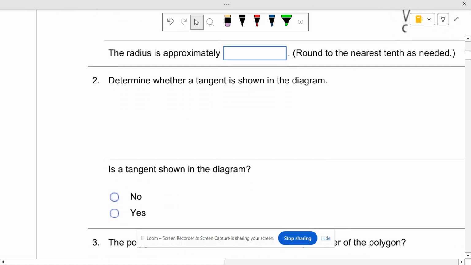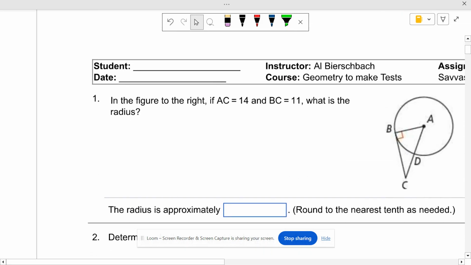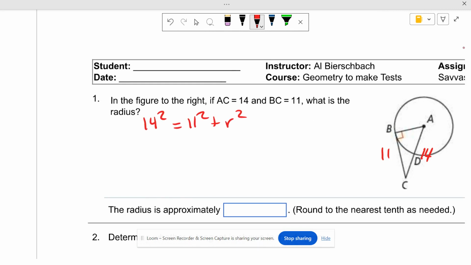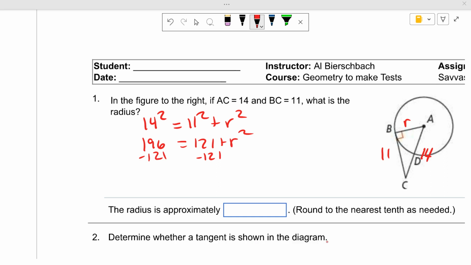How do you figure out what the radius of the circle is? Pythagorean theorem, exactly. The hypotenuse is 14, BC is 11. So 14 squared equals 11 squared plus the radius squared. Okay? And so 196 equals 121 plus r squared. Subtract 121, subtract 121. So we get 75 equals r squared. And then take the square root of 75. And what'd you get? 8.7, rounded to the nearest tenth.